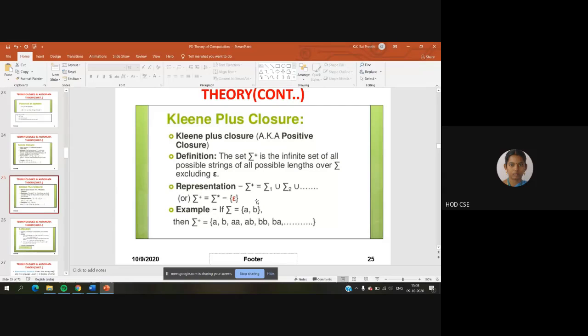The relation between sigma plus and sigma closure is that when you subtract epsilon from sigma closure, you get sigma plus. You can note it down. This is a very important relation frequently asked in aptitude questions, the relation between the positive closure and the Kleene closure. Sigma plus is equal to sigma closure minus epsilon, because sigma plus won't have epsilon in it.